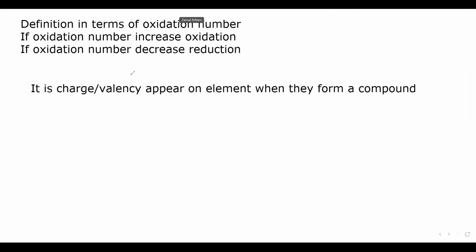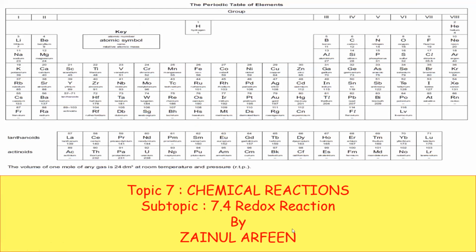Valencies only appear when the elements are forming a compound. When elements are existing, for example, if I say we have sodium chloride, NaCl, what is the valency of sodium? You will check the periodic table. Sodium is in group 1. So what will be the valency of sodium? +1. Valency or oxidation number.